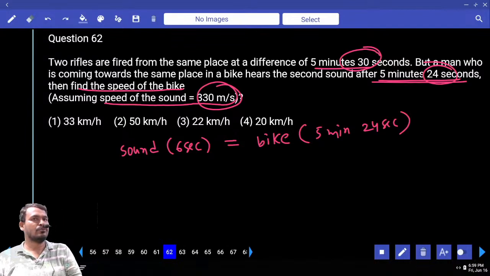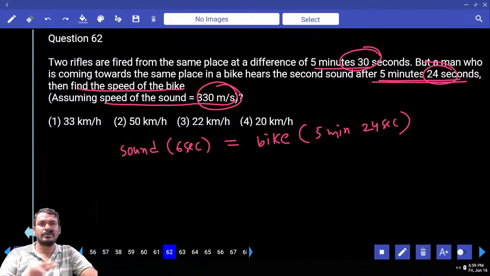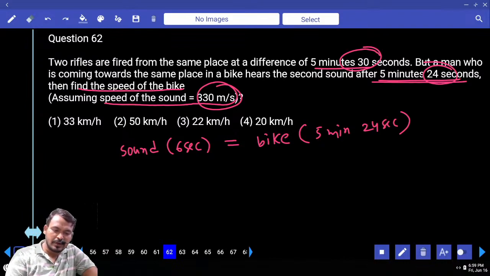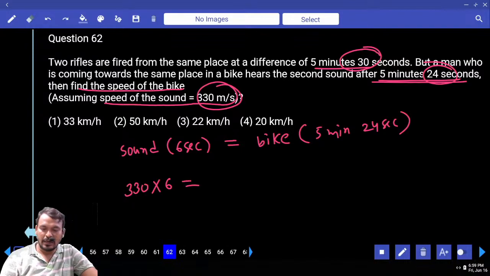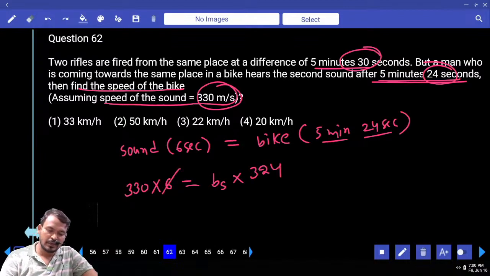Then both cover distance are the same or different? Same. Sound traveled 6 seconds distance, it is also equal to bike traveled 5 minutes 24 seconds distance. Sound distance means speed into time. What is the sound speed? 330 into how many seconds? 6 seconds. And bike speed BS into time, how much? 5 minutes 24 seconds, 5 minutes means 300 plus 24, 324. 6 how many times?